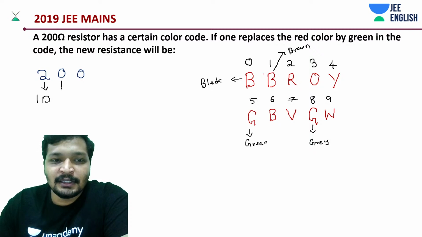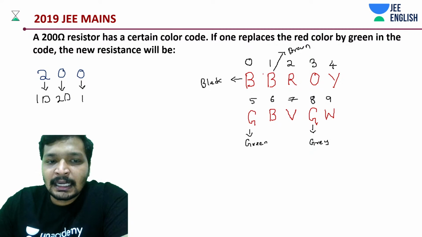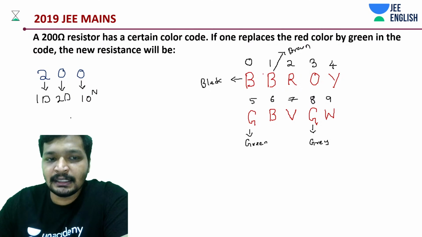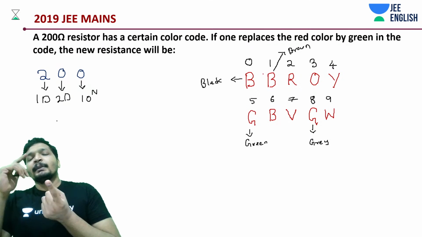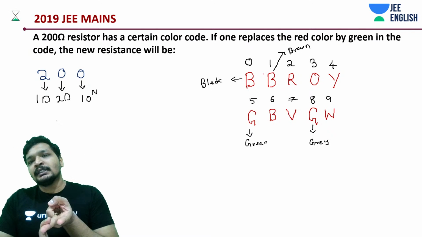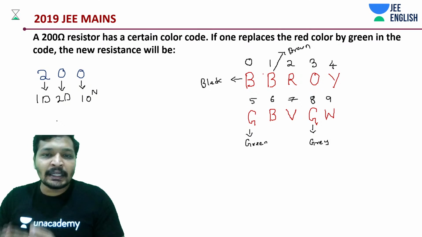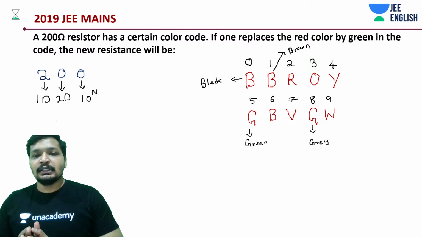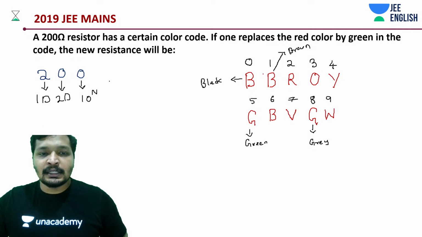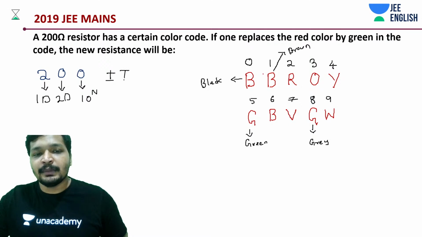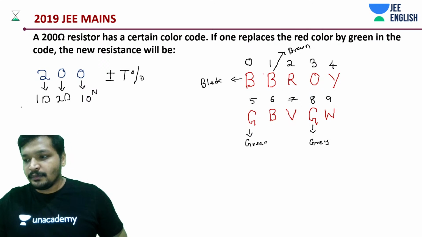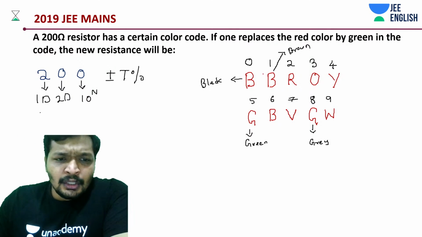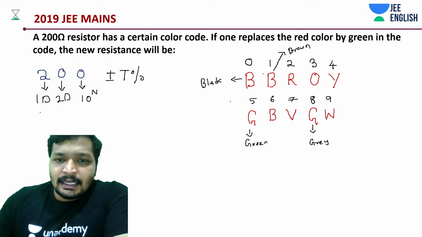Second digit. And what is this? 10 multiplier to the power n, like the third digit. That's it. And what about tolerances? Let me remind you, gold 5%, silver 10%, and nothing 20%. There's also something for brown and black, but these are the most important. Post this, sometimes some tolerance comes, plus or minus 10%.